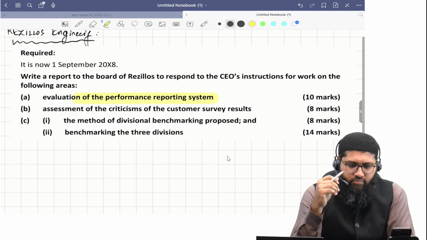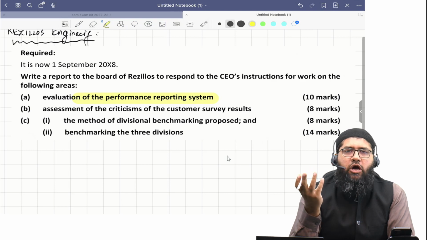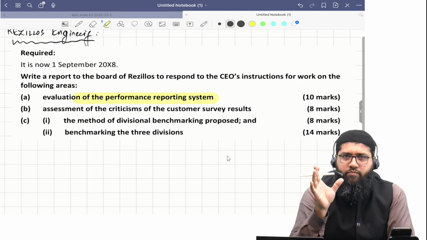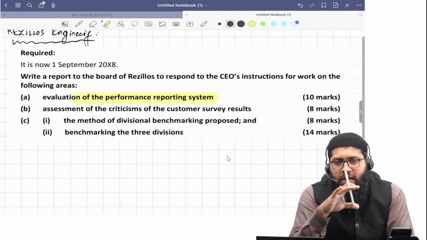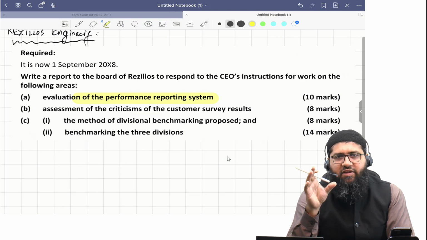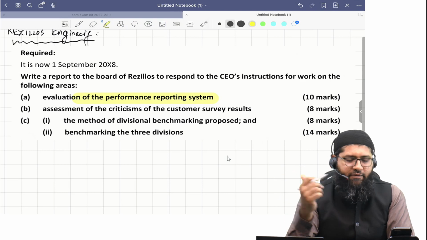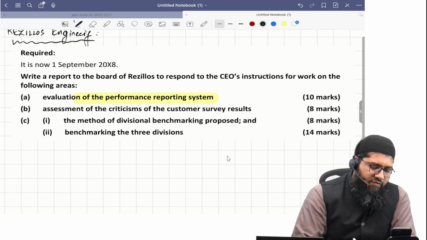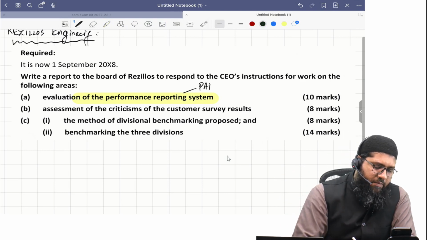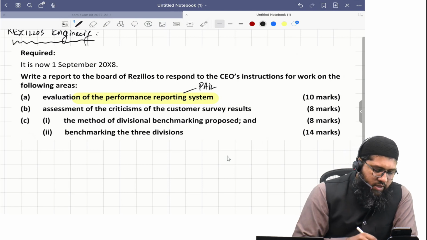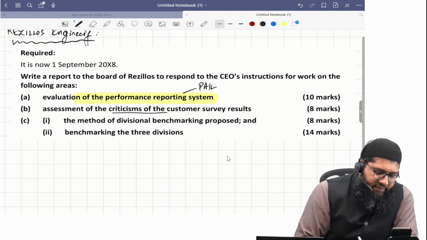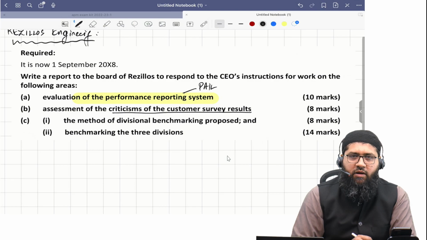Again, that means you have to talk about the performance report. It does not say performance measurement system, it talks about performance reporting system. So it's again the performance measurement report, which is the application of the PALE framework. Assessment of the criticisms of the customer survey results.